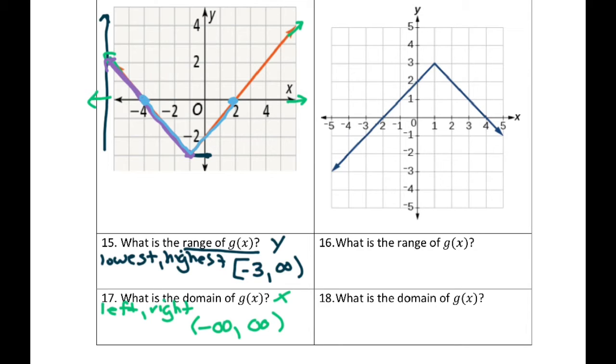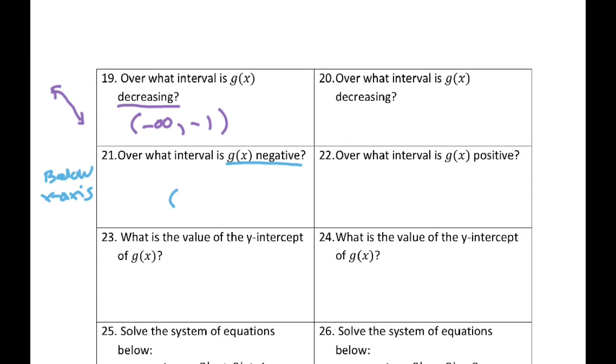So remember, when we list off interval form, we list off the x values. So the x value where it starts to be negative to the x value where it ends being negative. So this is from -4 to -2. This is the interval -4 to -2.